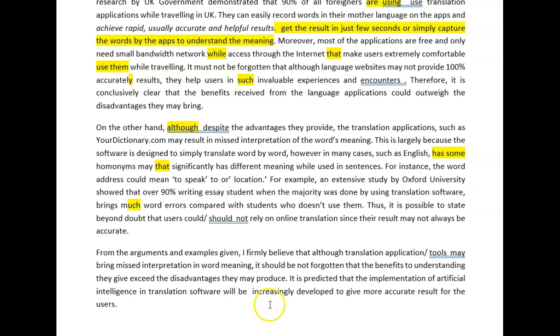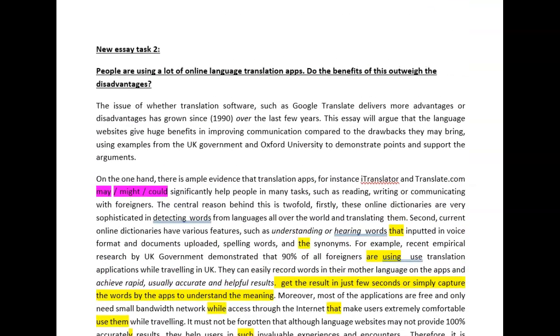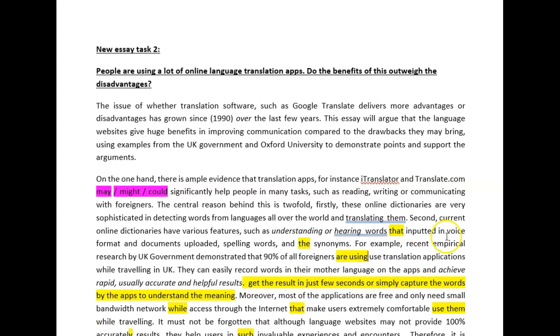Will be increasingly developed to give more accurate results. That always needs to be plural here for users. Okay, really, really nice essay. That's very good. You have developed that fantastically well. So I'm really happy with the language in here, really happy with most of the grammar. There's a few little grammar things that you need to look out for. Listen carefully to the little grammar errors in there.